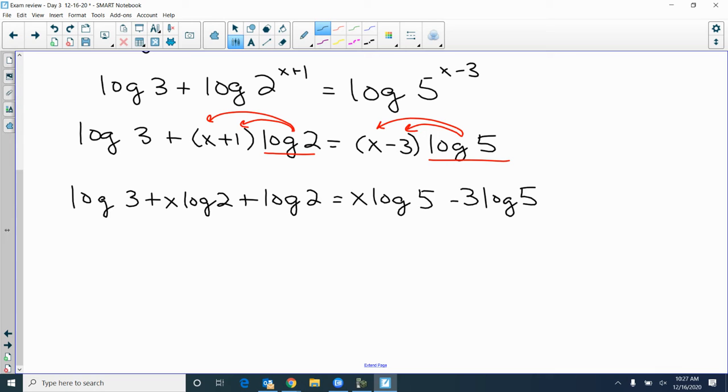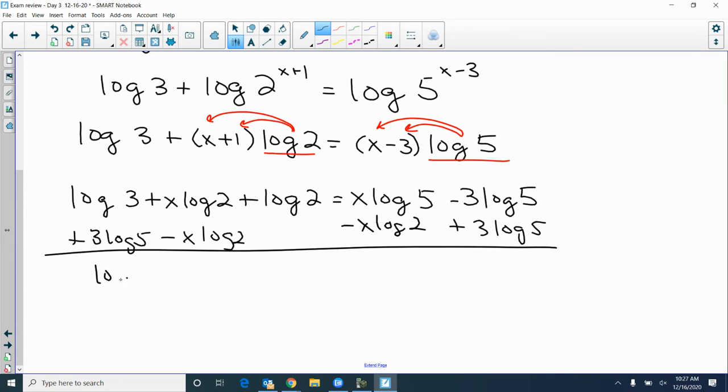So I'm going to, what do I want to do? I'm going to add the 3 log of 5. I'm just going to put it over here. I'm going to subtract x log of 2. Okay, and then that gives me log of 3, and I'm going to do log of 2 plus 3 log of 5 equals x log of 5 minus x log of 2.